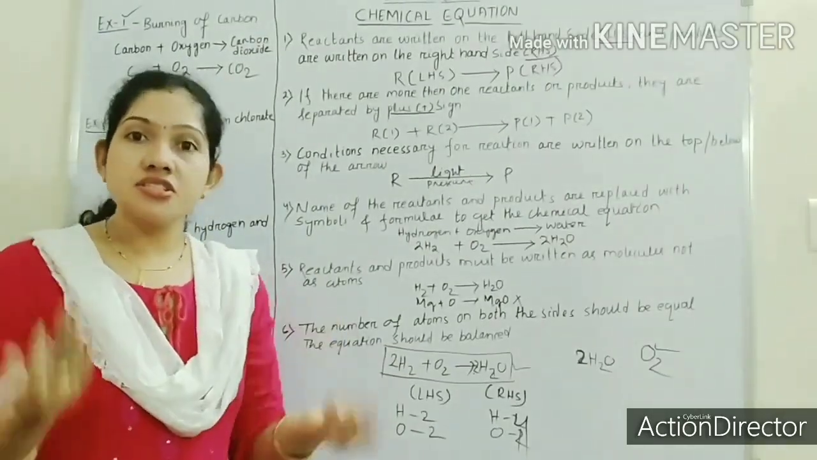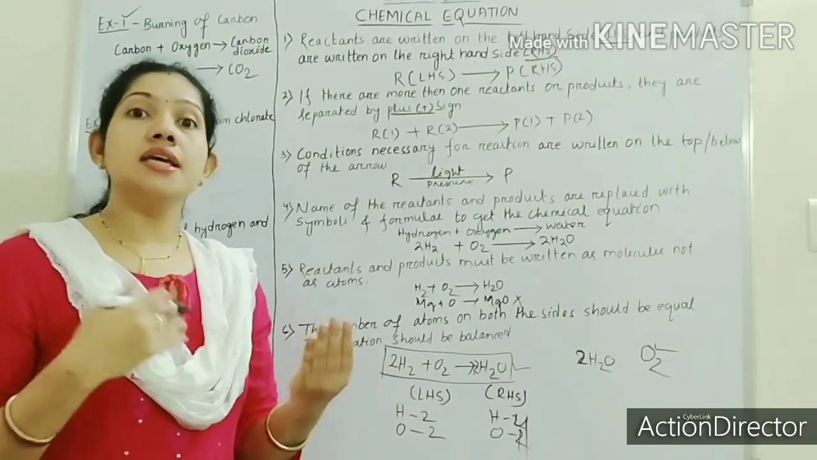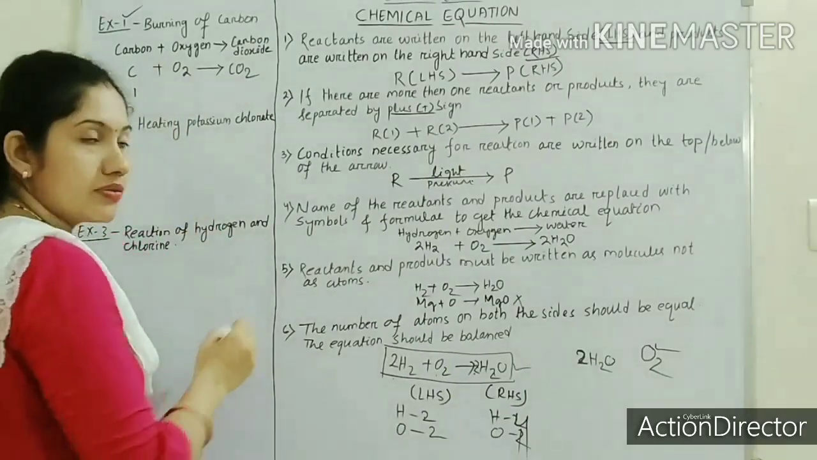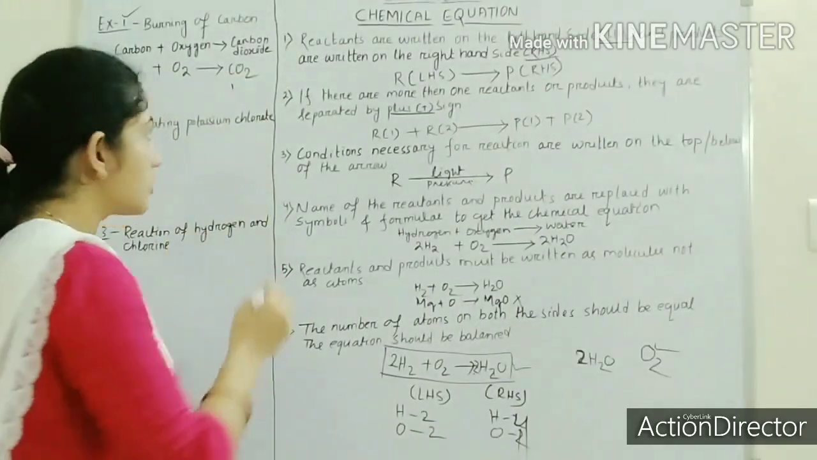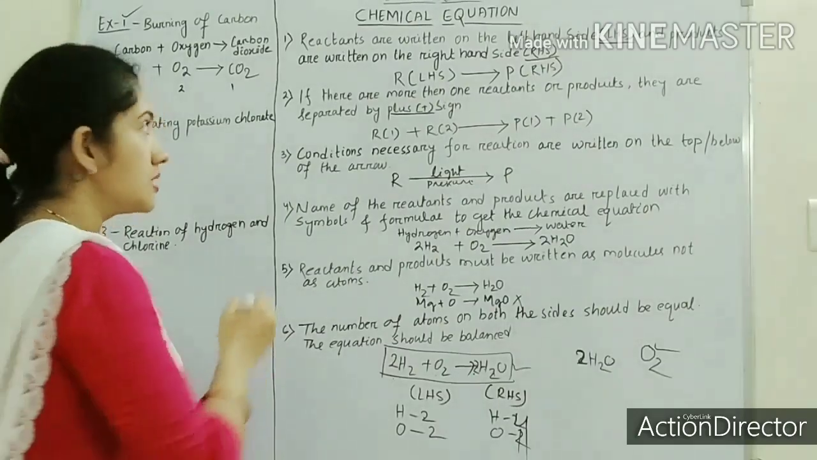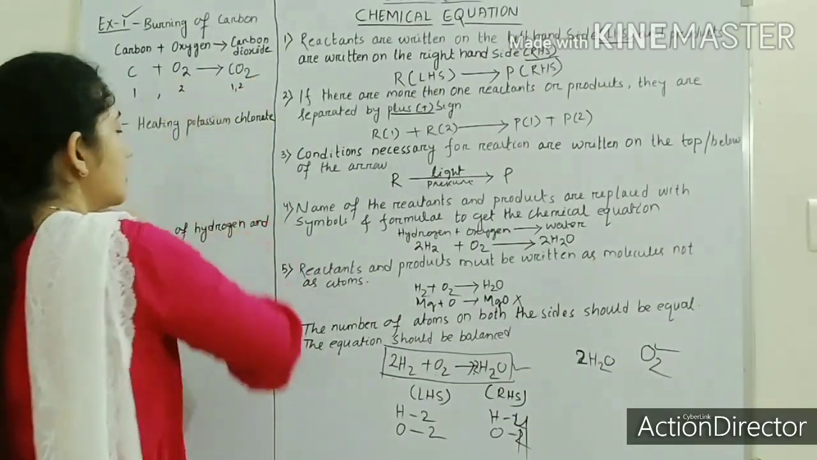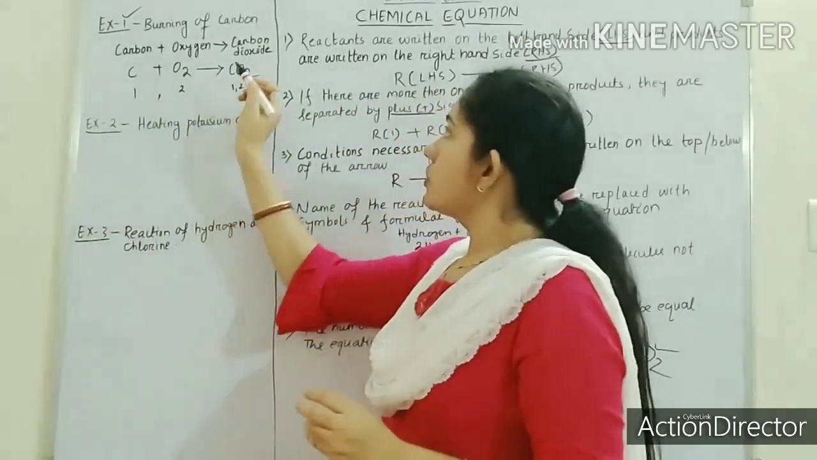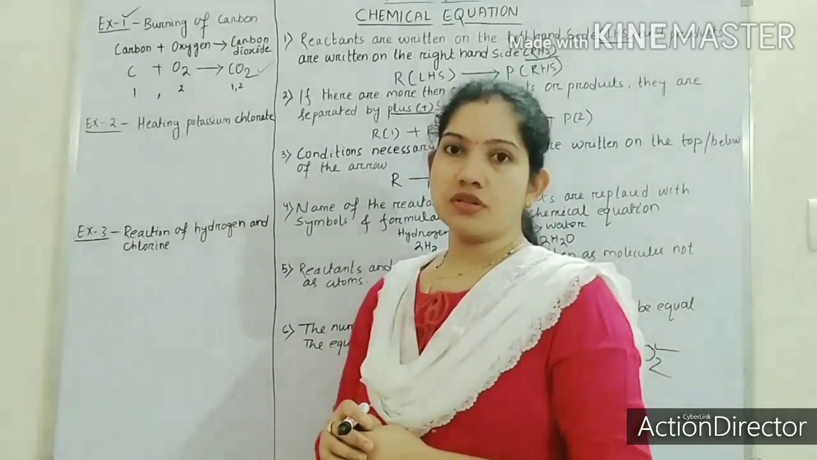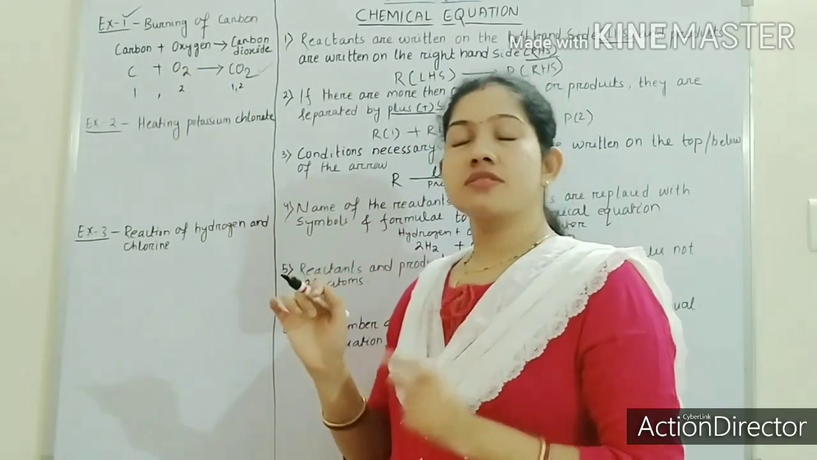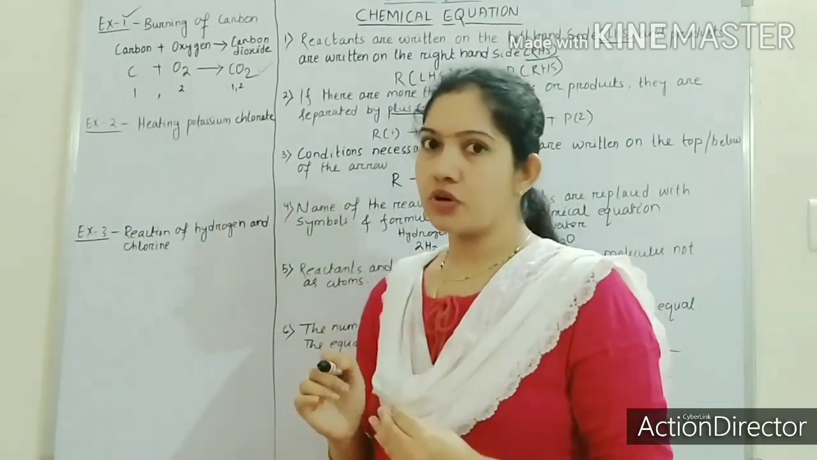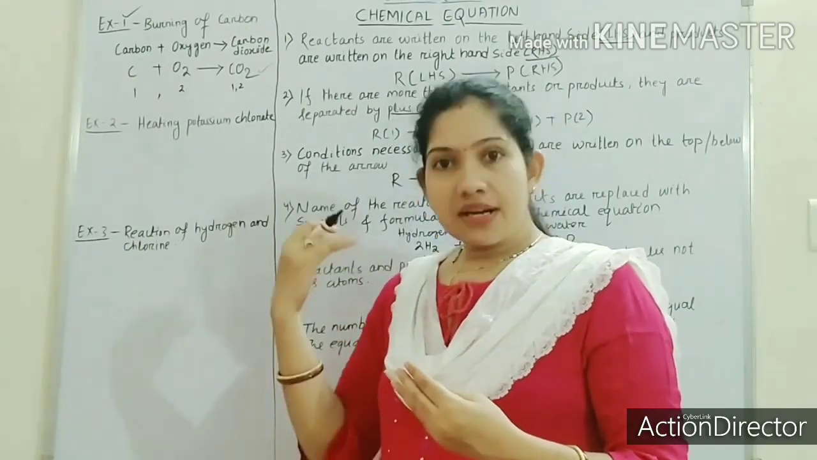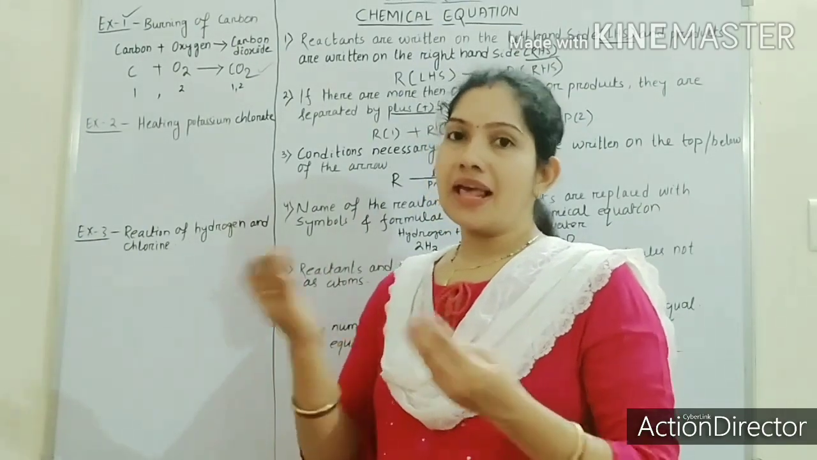So here let us check whether the numbers are the same or not. Number of carbon 1, number of carbon here 1, number of oxygen 2, number of oxygen here 2. So this equation is already balanced. Got it? So like this we have to write some equations. Sometimes we get them in balanced format already. If sometimes we are not getting that, then we can write them in their balanced format.